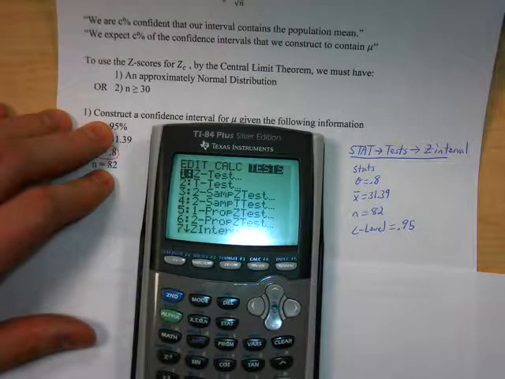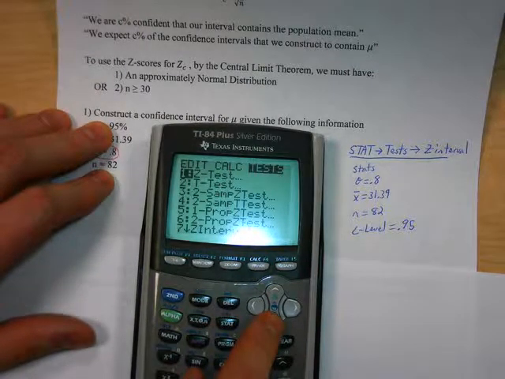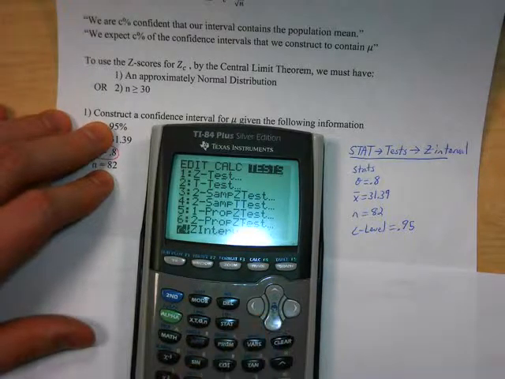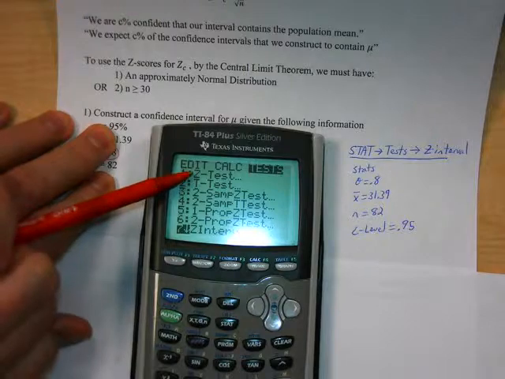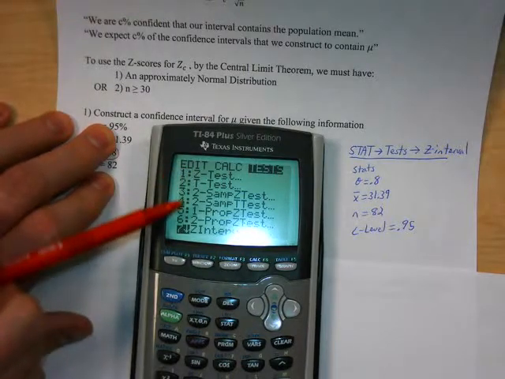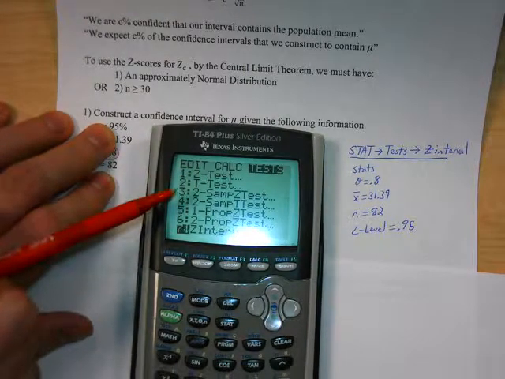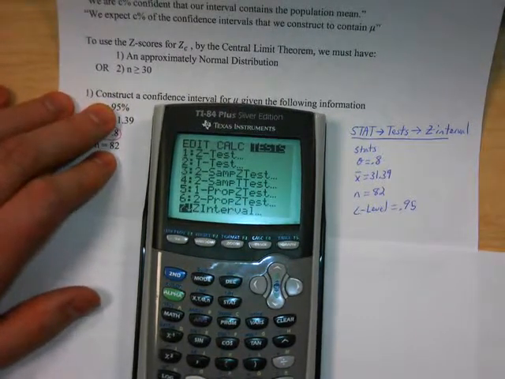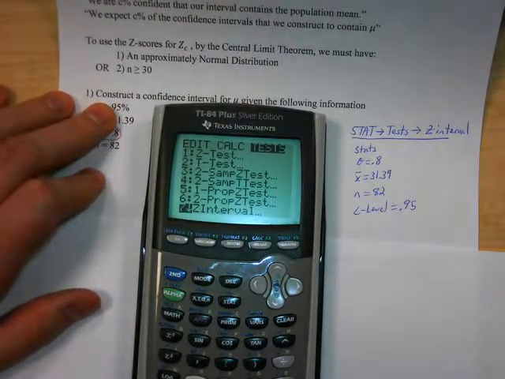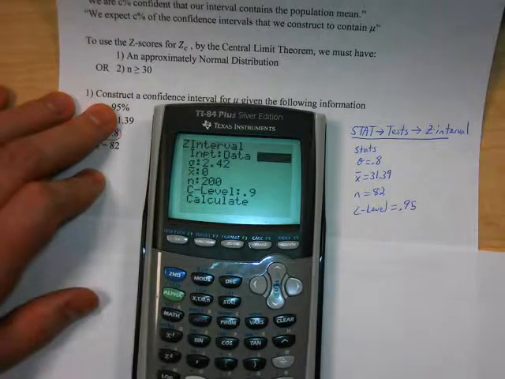Stat, test, and then scroll down to z interval. Now you just have to be careful. Z test we're going to use later on in the course. T test we'll use later on. A lot of these we're going to use later on, so you have to pay attention that you're on the right type of test. So we choose the z interval and then just enter our values in.